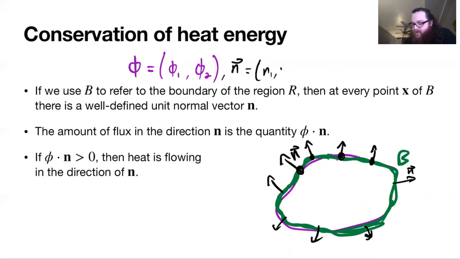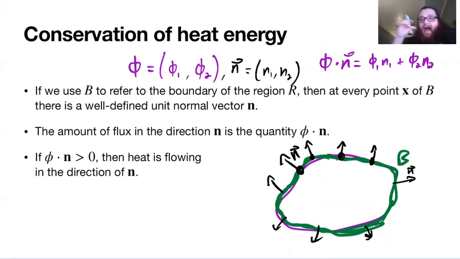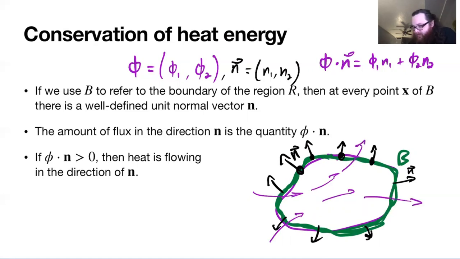If n is the vector with components n1, n2, then this quantity phi dotted with n is just going to be phi 1 times n1 plus phi 2 times n2. And what this quantity is telling us is that this is essentially projecting the vector phi onto the vector n, and then recording just the magnitude of that projection. So if we have a vector field of flux that's maybe going through here, something like that.